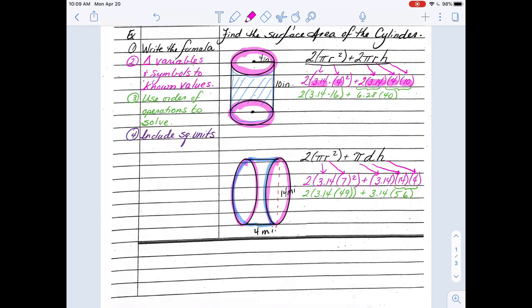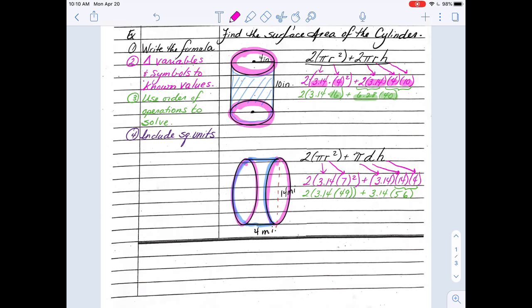Now, using our order of operations, we're going to multiply those. 4 squared is 16, so I've got 2 times pi times 16. Then I broke those up because of the commutative property of multiplication, the order doesn't matter. We get 6.28 and then times 40.